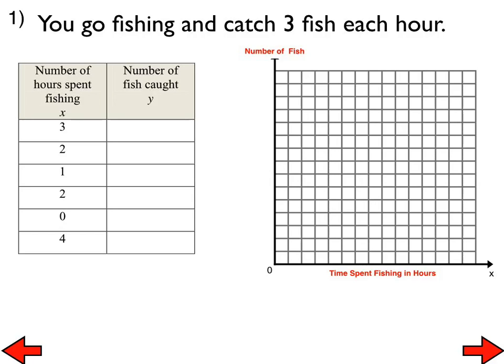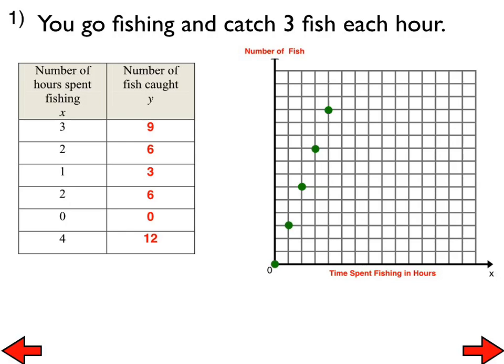All right, as we're finishing this one up, if you went fishing for 3 hours, you caught 9 fish because you're catching 3 fish each hour. For 2 hours, 6 fish. 1 hour, 3 fish. 0 hours, obviously 0 fish. And 4 hours, 12 fish. And if we plot all of those, by the way, is this a proportional relationship? Yes, it is. It's linear, goes through the origin.